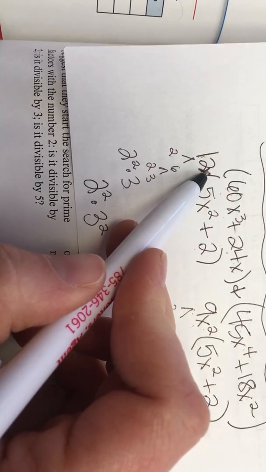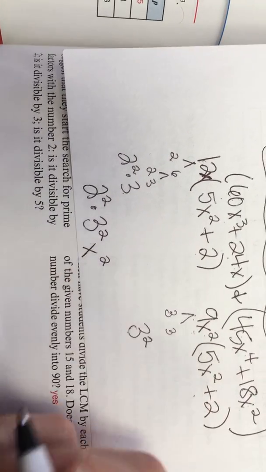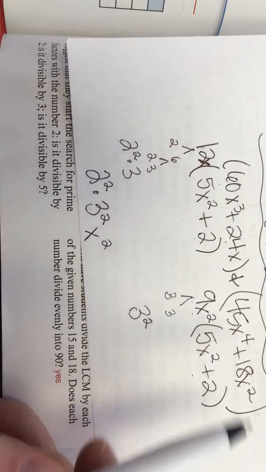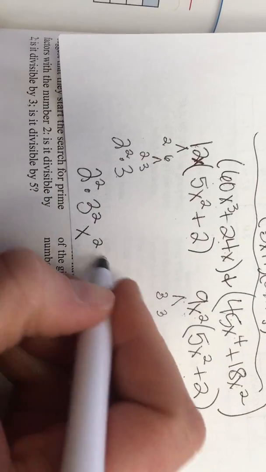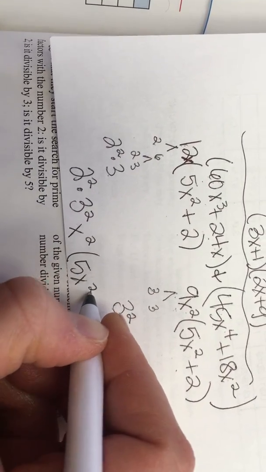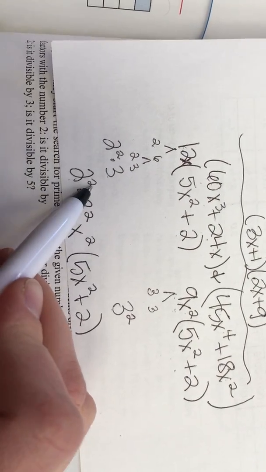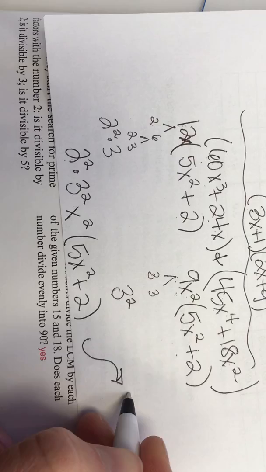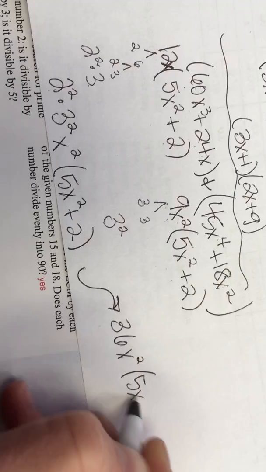Now let's talk variables. X squared, I have to take the most. And now let's talk sets. Remember it said take the most of each set unless they repeat. These are exactly the same, so I only need one of them. Now I just need to clean this up. 2 squared is 4, 3 squared is 9, so that gives me 36 x squared, 5x squared plus 2. That's my LCM.